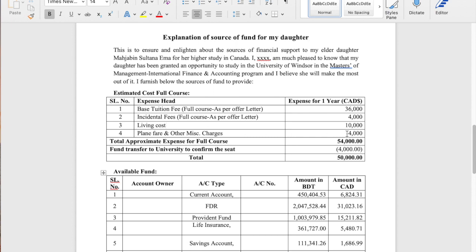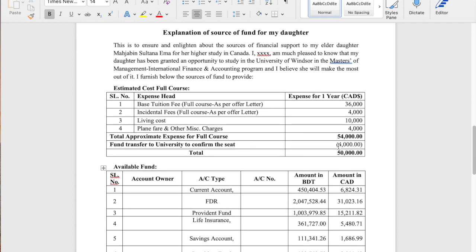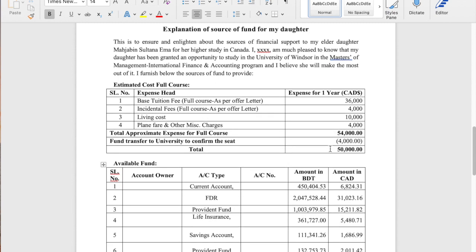If I'm coming alone, it will be 10,000, and if I'm coming with my spouse, then it will be 14,000, and additional 4,000 will be for each person that is coming to me yearly. So I also included plane fare and other miscellaneous charges 4,000. So total was 54,000, from where I deducted my 4,000, which was previously deposited to the university in order to confirm my seat, and the total remaining is 50,000.